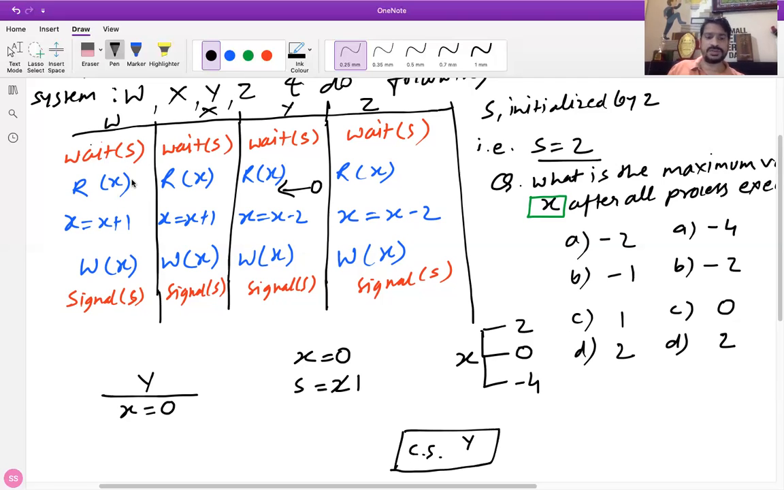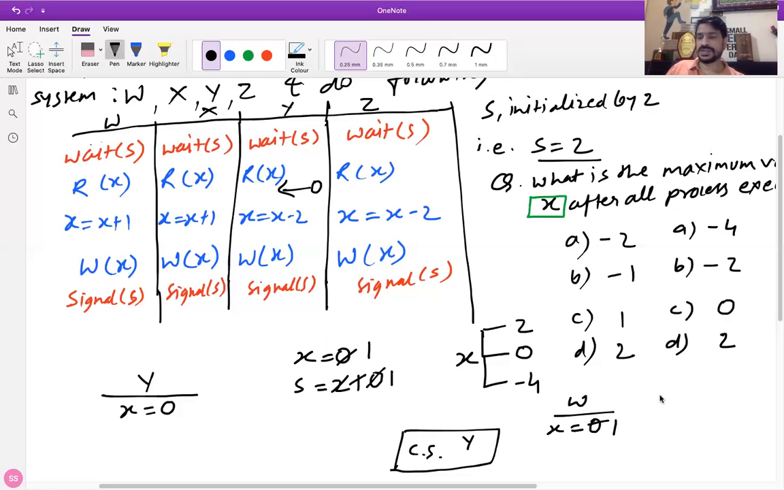So can we allow W? Yes, we can allow W. If we allow W, the S value is 1, so we'll allow it, and because the S value is greater than 0, we'll reduce it, and we'll allow this process to go to the critical section. It will read the value of X, which is 0. It will increment the value of X by 1, write that value to the system, and then signal. Once it signals, this 0 will become 1.